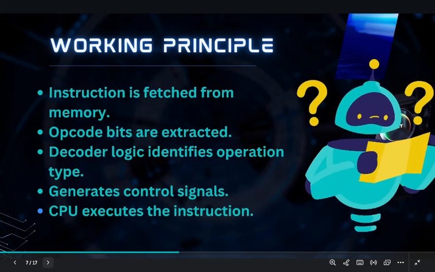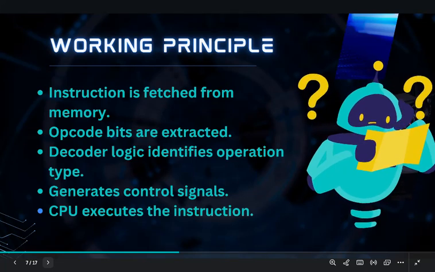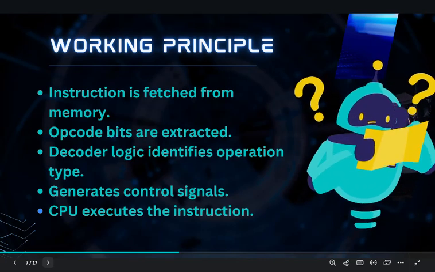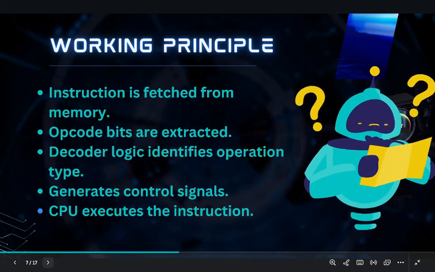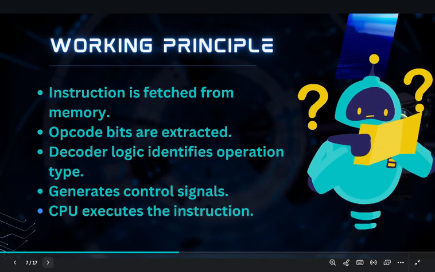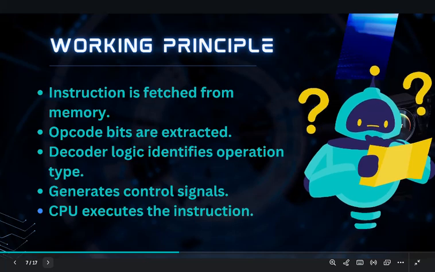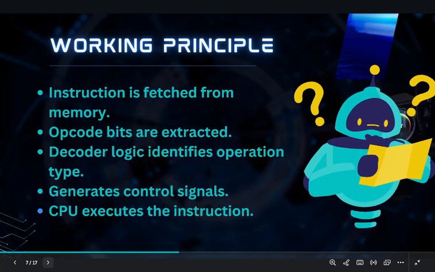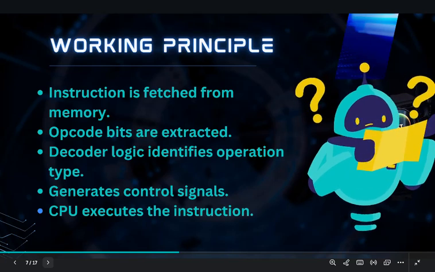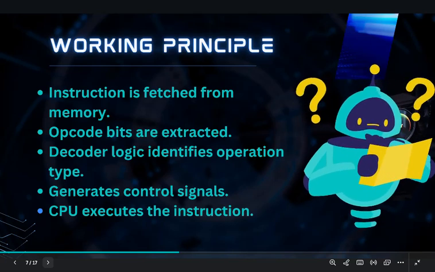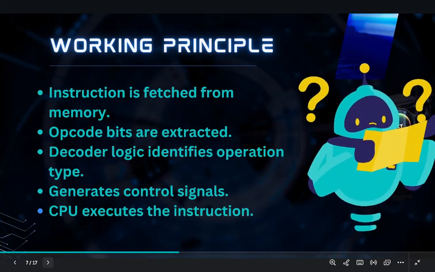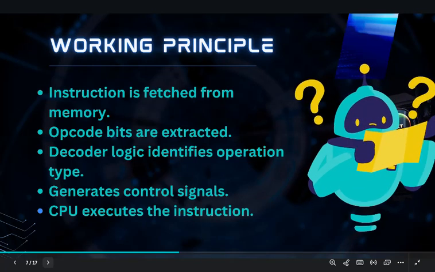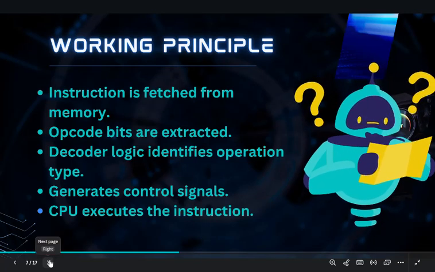What is the working principle of the instruction decoder? The working of the instruction decoder can be summarized in a few key steps. The instruction is fetched from the memory. The opcode bits are separated from the instruction. The decoder logic examines the opcode and identifies the type of operation. It generates a set of control signals corresponding to the operation. Finally, the CPU executes the instruction based on those signals. So, essentially, the decoder acts like the CPU's interpreter, converting binary code into meaningful hardware actions.